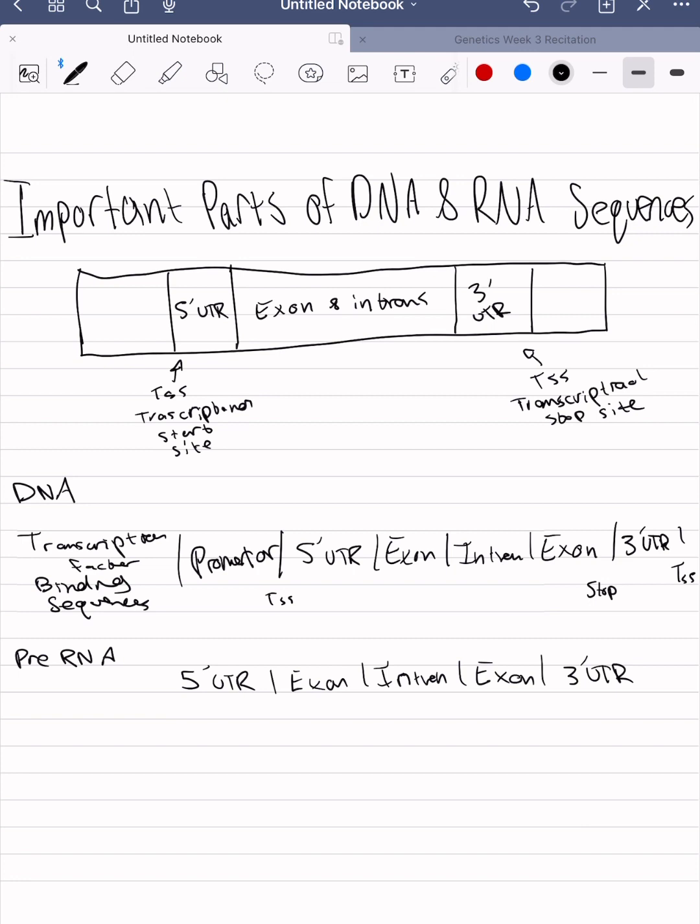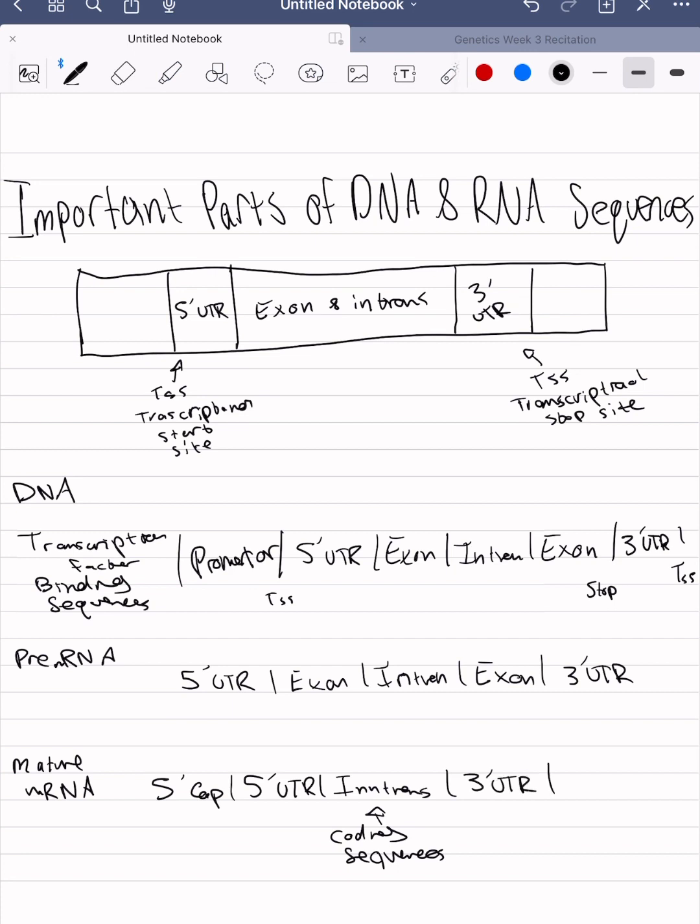So to go from pre-RNA to mature mRNA, a 5' cap is added, and then we have the 5' untranslated region. We have introns, which are included, and the introns are the coding sequences. We have the 3' untranslated region, and we have the addition of a poly A tail.